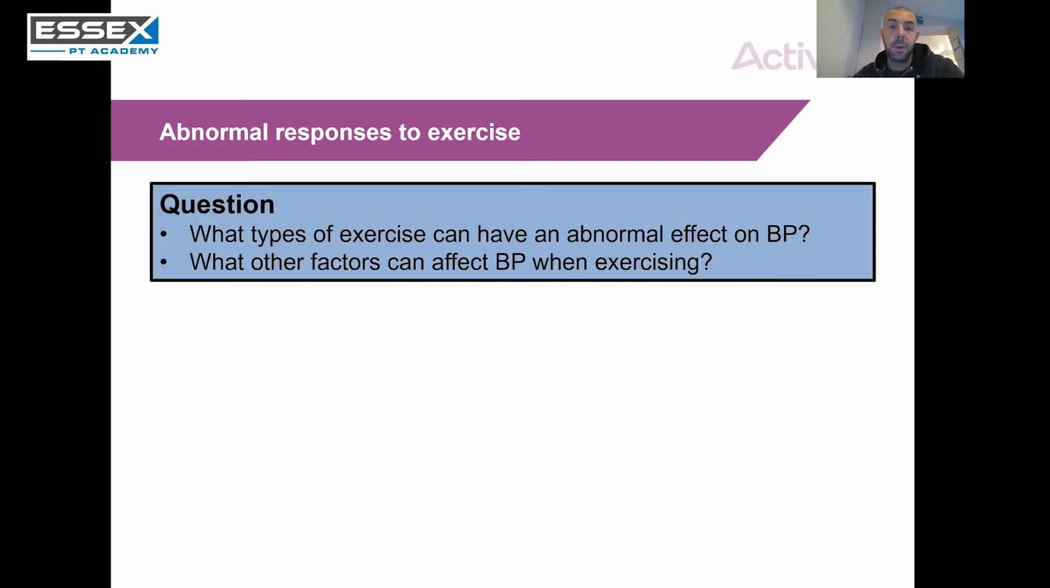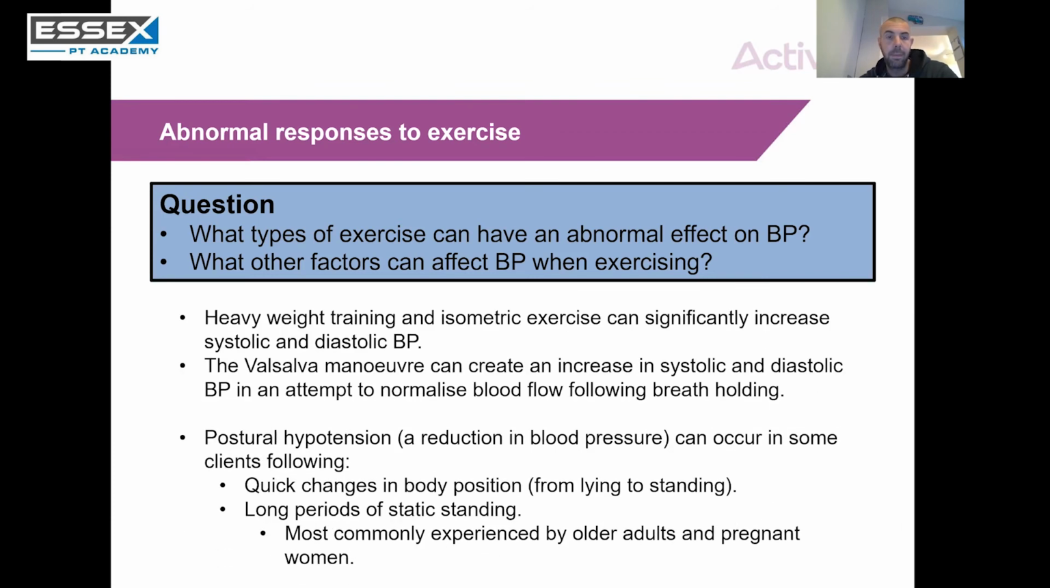So, abnormal responses to exercise. What types of exercise can have an abnormal effect on blood pressure? And what other factors affect blood pressure when exercising? Heavy weight training, you will find, has an abnormal effect on blood pressure. Isometric exercise can significantly increase systolic and diastolic blood pressure.